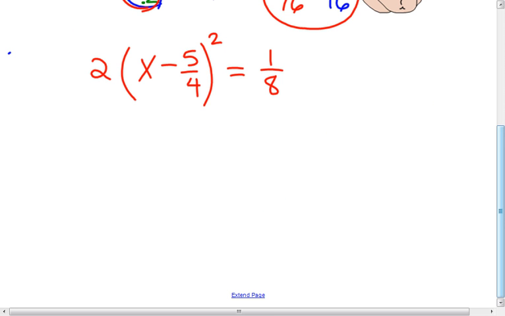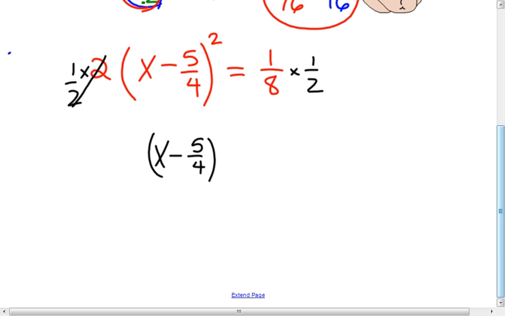Isn't this fun? Okay, now I need to get rid of that 2 that's out in front. So I'm going to multiply by 1/2 over here to get rid of that, and I'm going to multiply by 1/2 here and simplify that. So now I have x minus 5 fourths squared equals 1/16. All right, we're getting there, you guys.